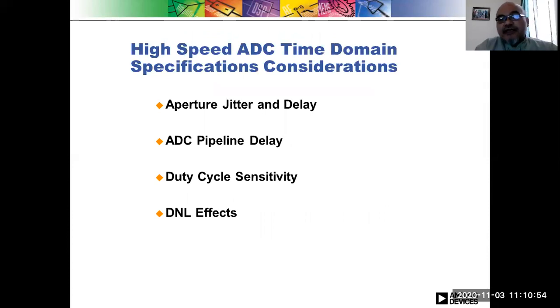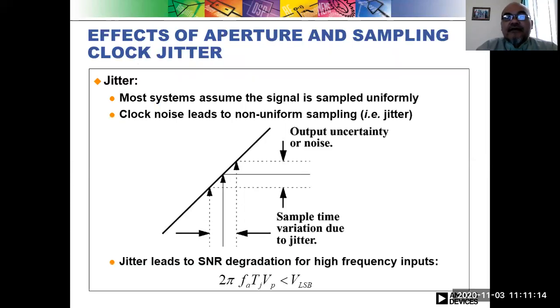With high-speed ADC, the time domain specific considerations are as follows: the aperture jitter and delay, the ADC pipeline delay, as we discussed already with pipeline algorithm ADC, the duty cycle sensitivity, and the DNL effect, the dynamic nonlinearity effect. So this is the effect of aperture and sampling clock jitter.